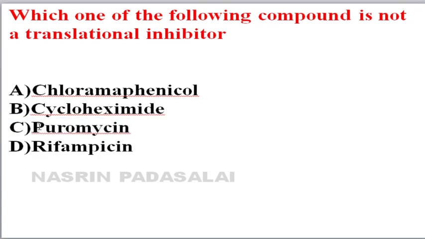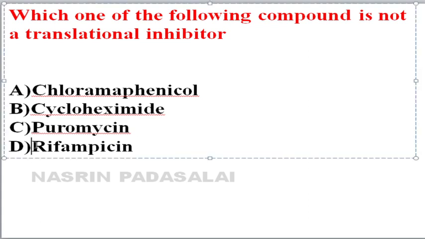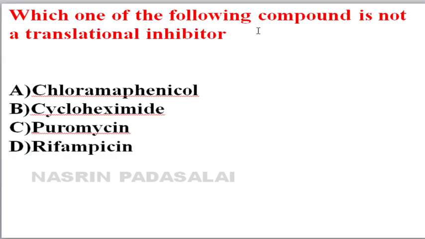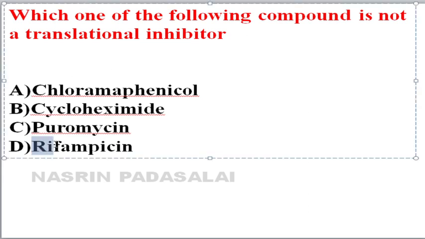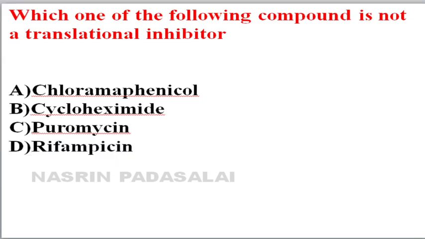Okay, so for puromycin, all the components are correct, whereas this rifamycin is the odd one out. This is an MSQ type of question, and the correct options are chloramphenicol, cycloheximide, and puromycin. Whereas rifamycin is not a translation inhibitor because it is a type of transcription inhibitor. It inhibits the bacterial DNA-dependent RNA polymerase, so it is not involved in inhibiting the process of translation. So the correct options are chloramphenicol, cycloheximide, and puromycin.